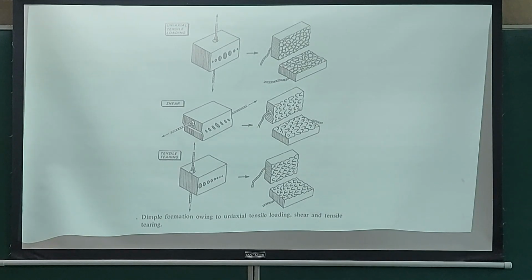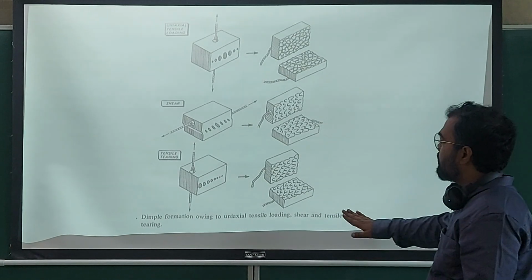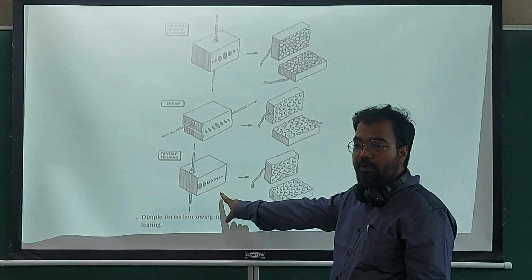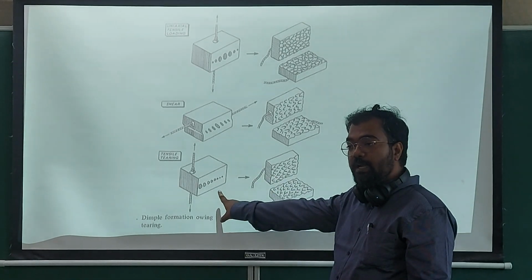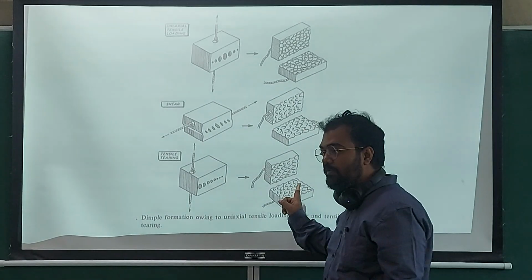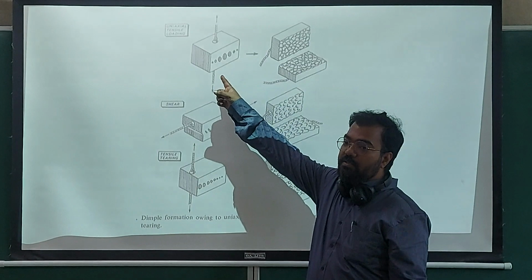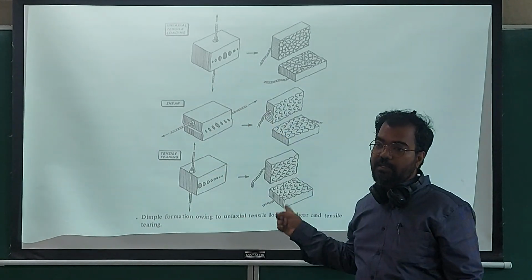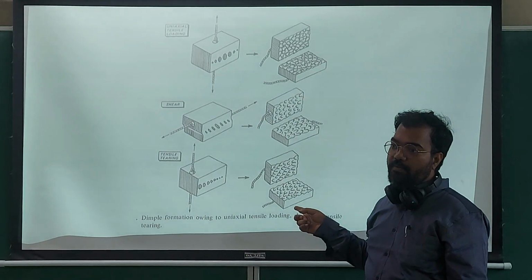so dimples will be oriented in different directions, and that depends on the type of loading. It also depends on the type of treatment you have given to the material. So I can get this kind of dimple in this situation also. In the upper one also I can get dimples like that. How?